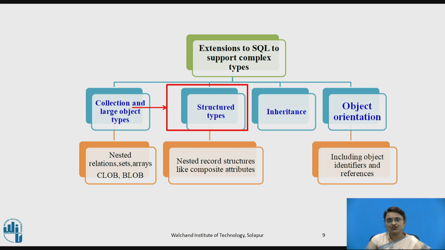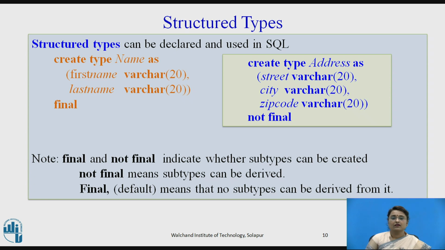Now, let us talk about the structure types. What are the structure types? See here, the example is given, which is create type name. We are defining our own type here as a structure called name, which has first name and last name, which are of data type varchar.